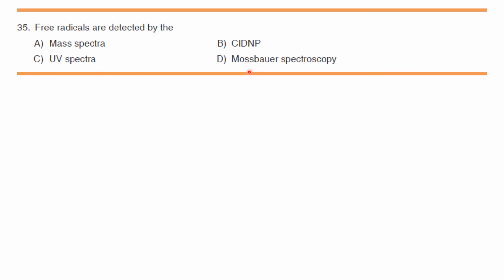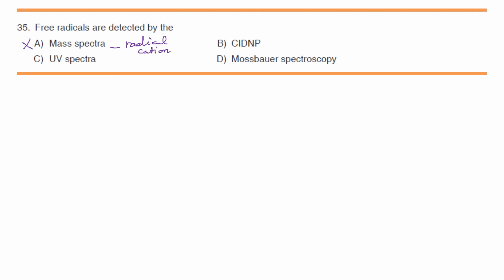So when you consider the free radical, you may be confused with option A, because in mass spectra you can actually see free radical, right? But the point is that in mass spectra you need the radical cation. That is very important. They are not actually simple free radicals, but they are radical cations. So therefore you can rule out the possibility for mass spectra. In mass spectra, radical cation is required. So this will not be the option.